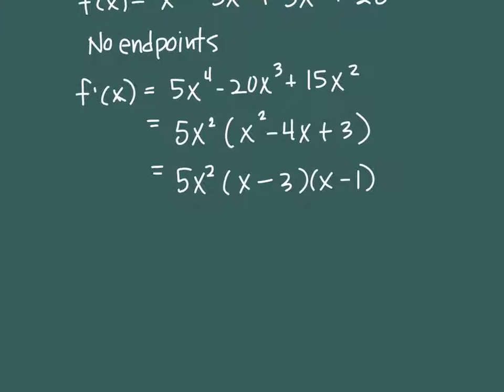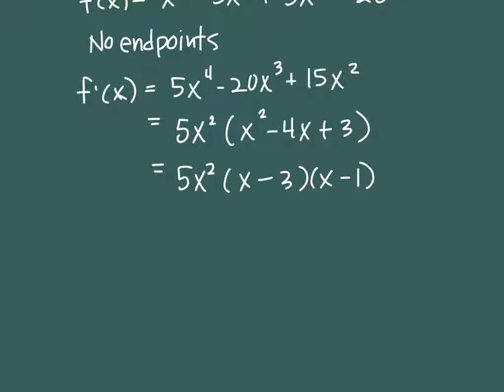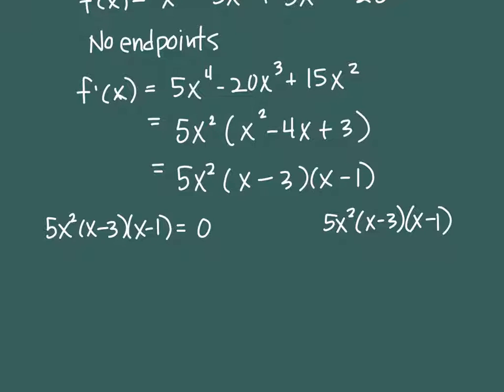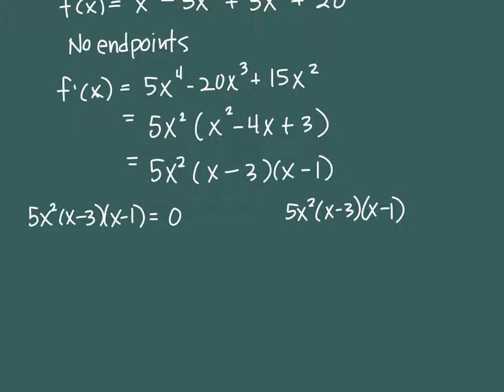So I will take that first derivative, and I'll look for horizontal tangents by setting it equal to 0, and I'll look for vertical tangents by setting it equal to 1 over 0. So 5x squared times x minus 3 times x minus 1 set equal to 0, and 5x squared times x minus 3 times x minus 1 set equal to 1 over 0. Now, 1 over 0 is not going to produce any vertical tangents. There are no vertical tangents.